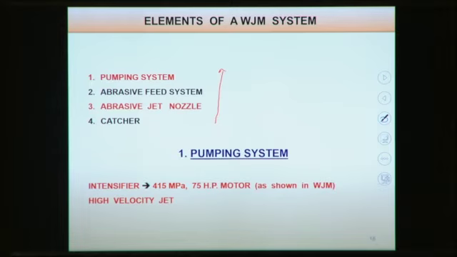Now, the pumping system I have already told. For this pumping system, you need an intensifier to generate around 450 megapascal pressure. So 450 megapascal water pressure you have to generate, and for that we need a high kilowatt motor. Generally a 75 HP motor is used for generating this much, 450 megapascal pressure. Okay, so this high pressurized water jet is converted into a high velocity jet inside the nozzle.